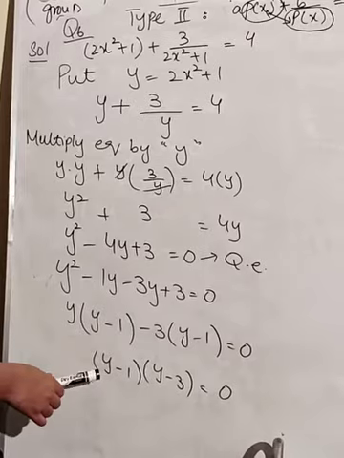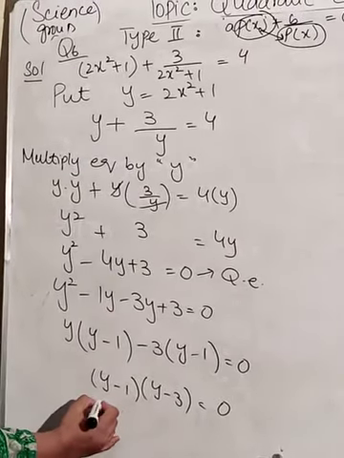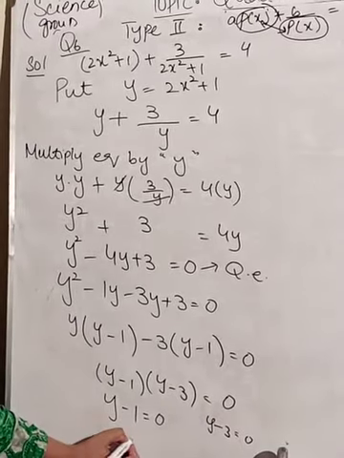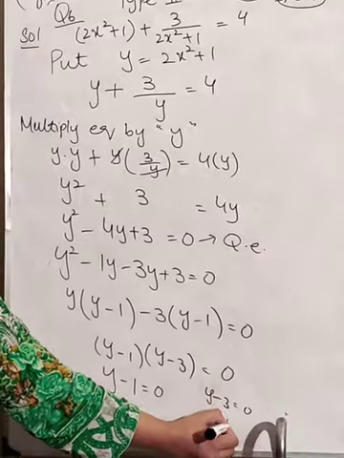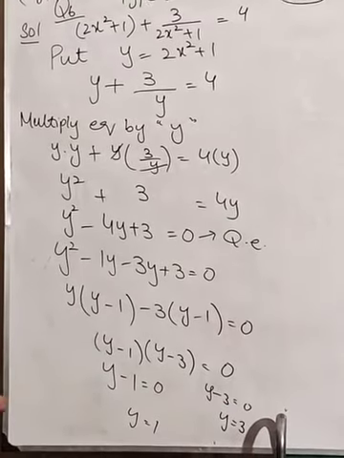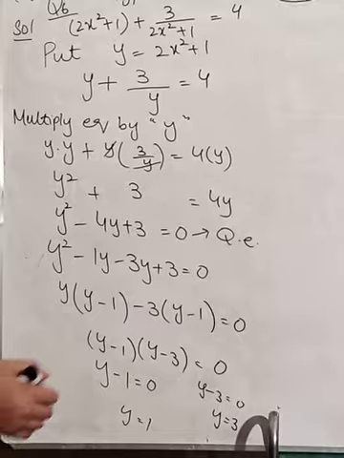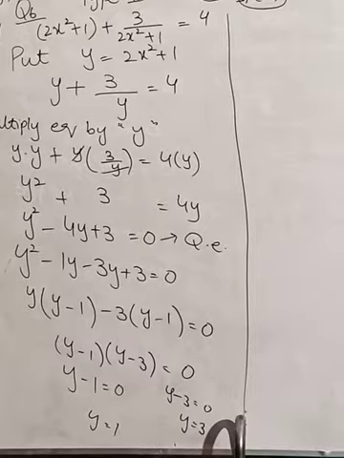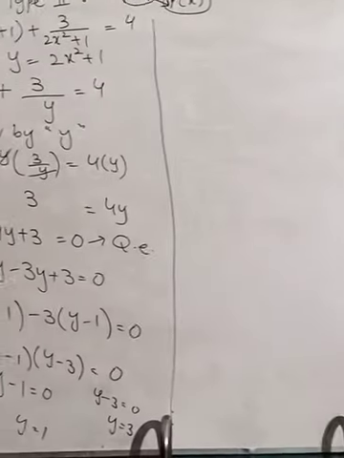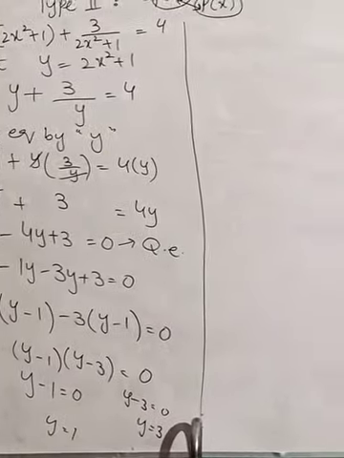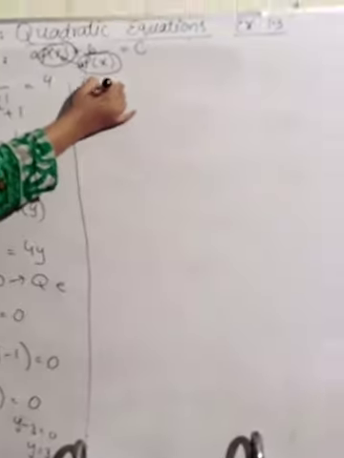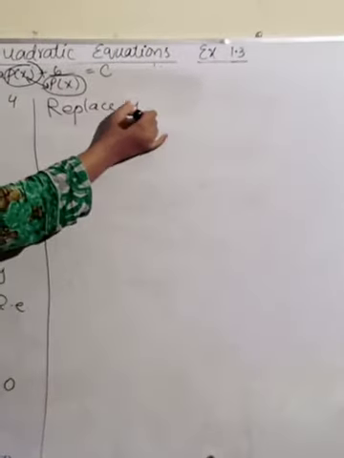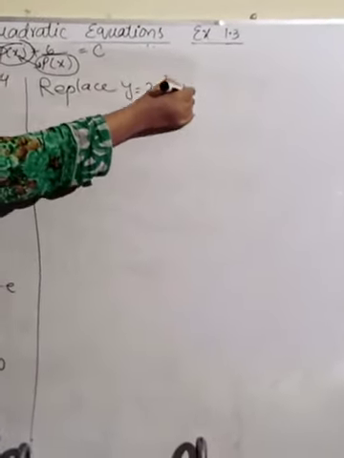Fine. Now what is there? One by one, either y minus 1 is equal to 0 or y minus 3 is equal to 0. So we have y is equal to 1 or y is equal to 3. But I was not supposed to calculate the value for y. I need the question in terms of x. Now, as yesterday in the previous lesson 1, we observed that in the last we were replacing it. So we replace here y is equal to what? 2x square plus 1. Okay.